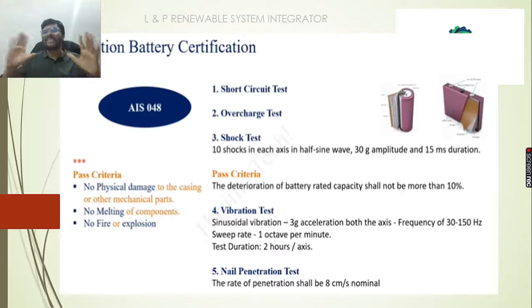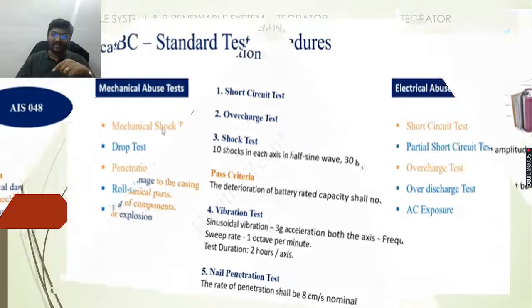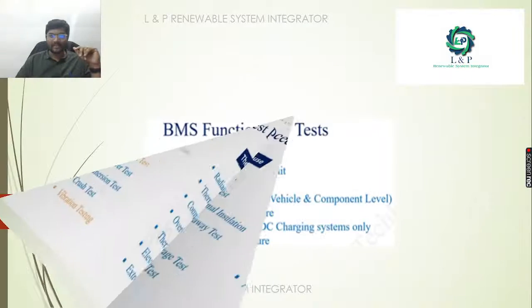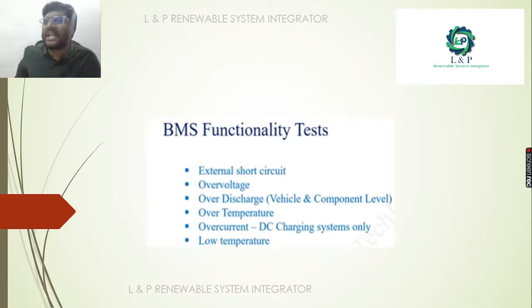So what is the pass criteria in order to get AIS048 standard approval for your battery? There should not be any physical damage when we are doing any of these tests, there should not be any melting of components, and there should not be any fire or explosion. If this happens, then the battery has passed and the AIS048 standard will be provided for your batteries. Apart from it, there are so many standards, that is the mechanical abuse test, thermal test, and electrical abuse test also. The same tests which we already discussed are in the AIS156 standard. So when we get into the BMS functionality, it should protect against external short circuit.